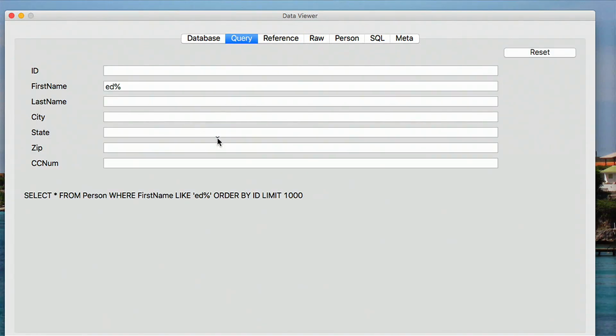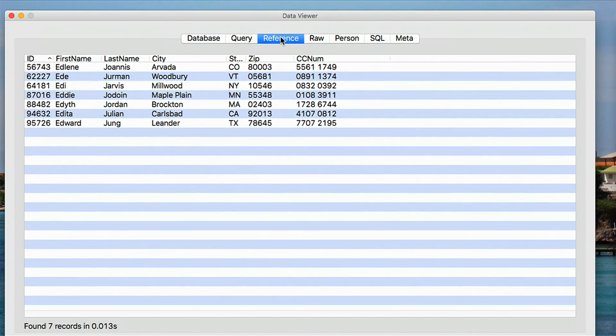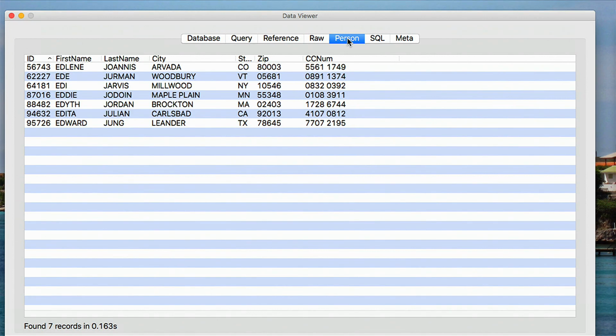Okay, so now we want to do where the last name starts with J. Now we found 7 records in 0.013 seconds. And we found those same 7 records in 0.163 seconds. Again, there's a trade-off in performance, but this could take a few seconds, and you'd probably still accept it. But in fact, it is actually pretty quick.